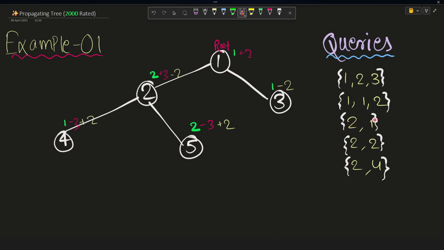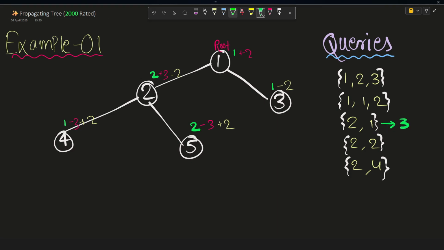So in the third query, it is of type 2 and the value of x is 1. That is, we have to print the value of the node x, that is node 1. So in this tree, this is our node 1, right? What is the value of this node 1 currently? It is equal to 1 plus 2, that is 3. So I can say that the answer to this query should be 3.